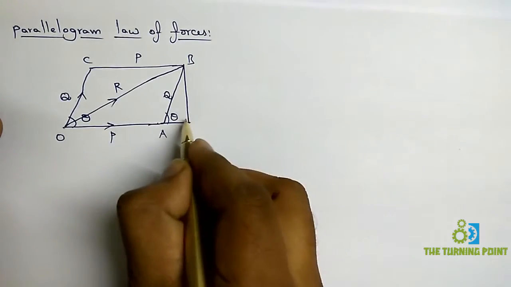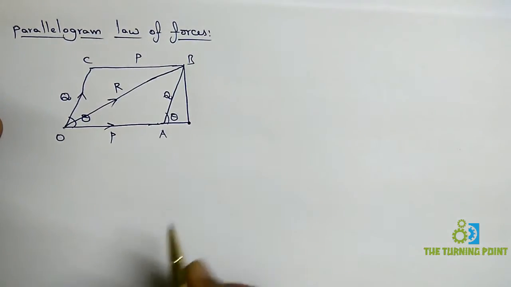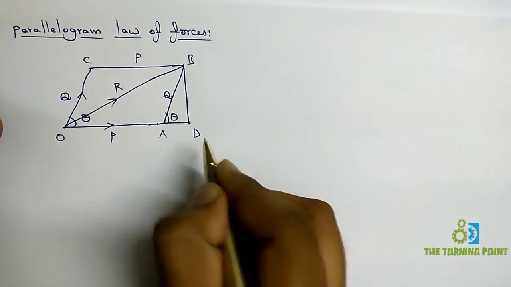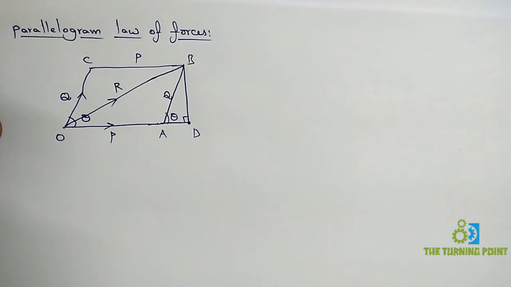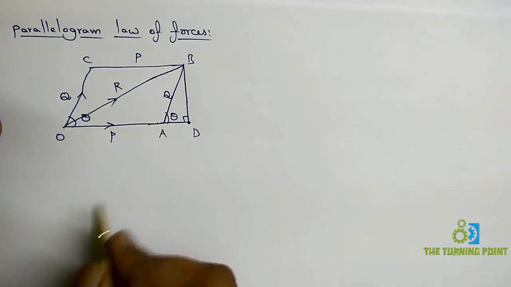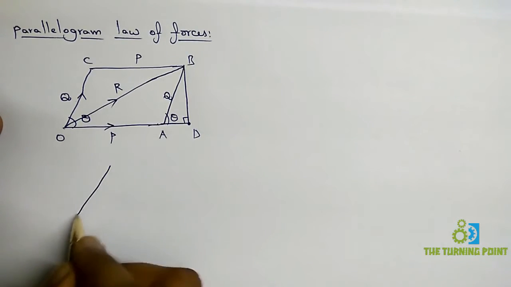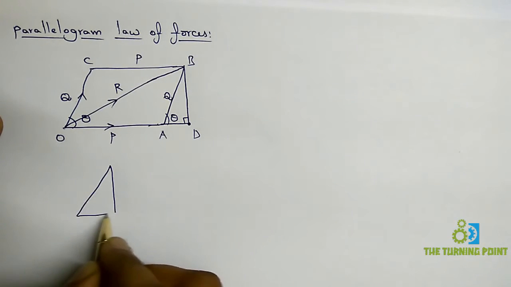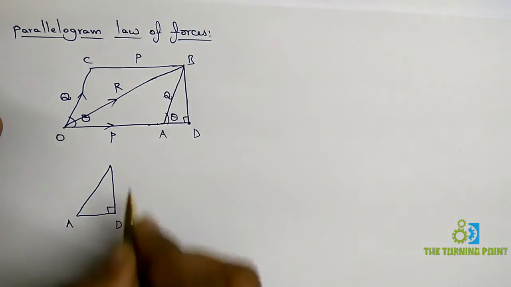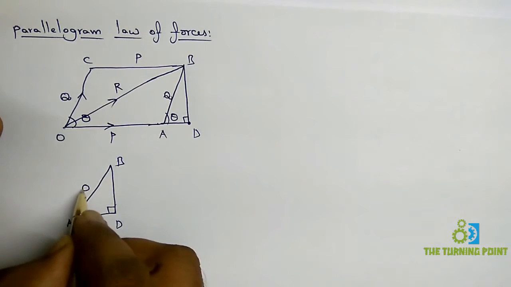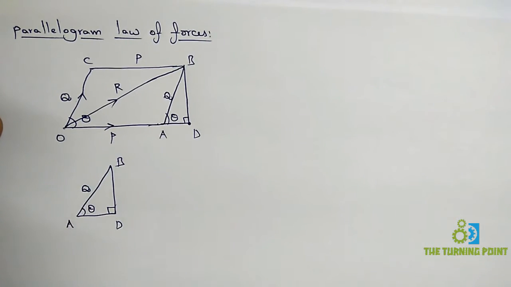Now if you observe here, the intersection of these 2 points, I will consider that one as D. At D we are having a right angle. So now if you observe ABD, which is nothing but a right angle triangle here. So this is A, this is D, this is B, and this is Q, and it is making an inclination of theta.